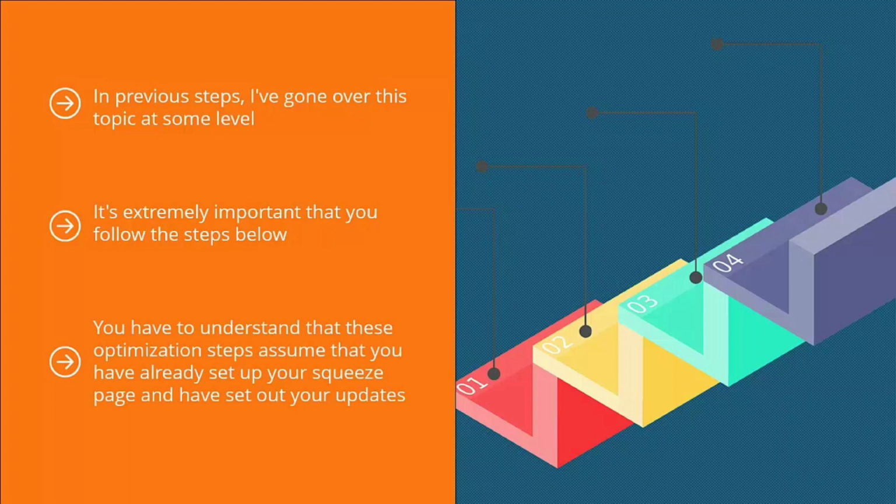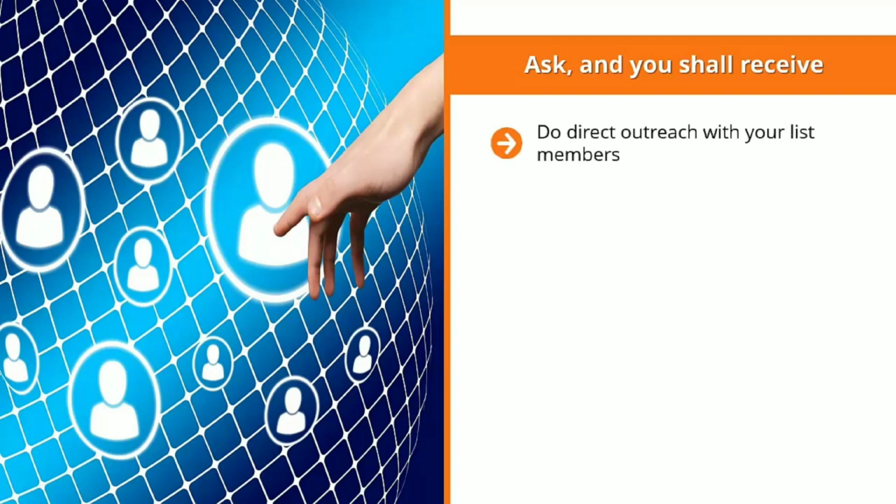You have to understand that these optimization steps assume that you have already set up your squeeze page and have set out your updates. It also assumes that you've already optimized your squeeze page at some level. Here are further optimization ideas to try to maximize the conversion ability of your email list recruitment page. Ask, and you shall receive. Do direct outreach with your list members.